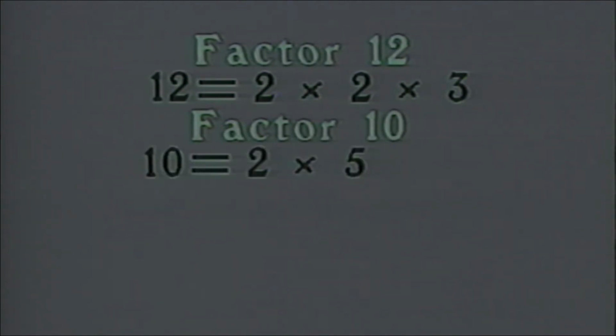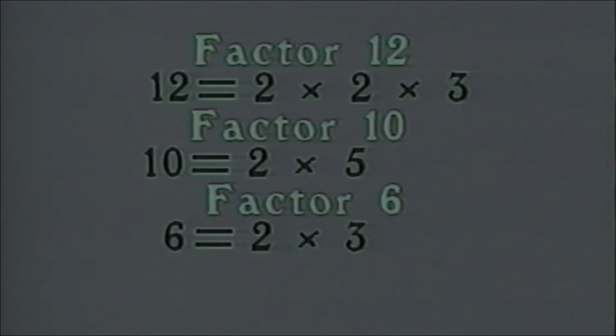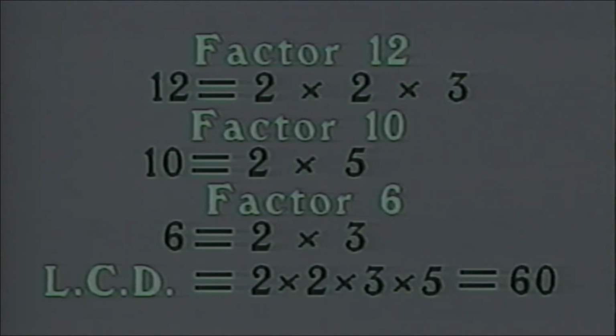10 equals 2 times 5. And 6 equals 2 times 3. The LCD is 2 times 2 times 3 times 5, which is 60.